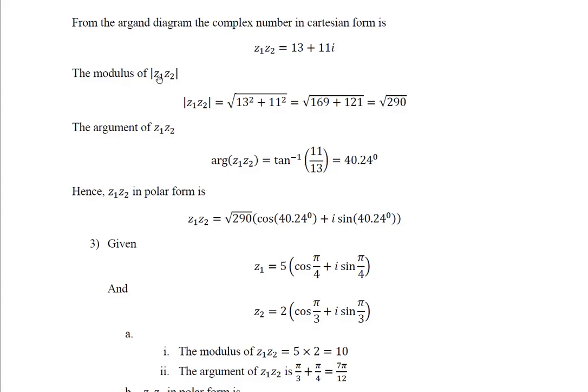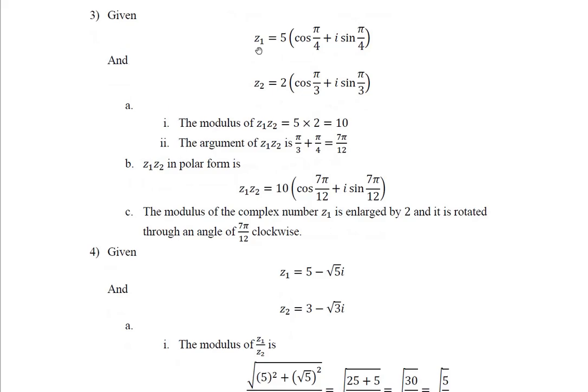The modulus of z1 z2 is root 290. The argument of z1 z2 is 40.24. Hence, z1 z2 in polar form is square root of 290 into cos 40.24 plus i sin 40.24.